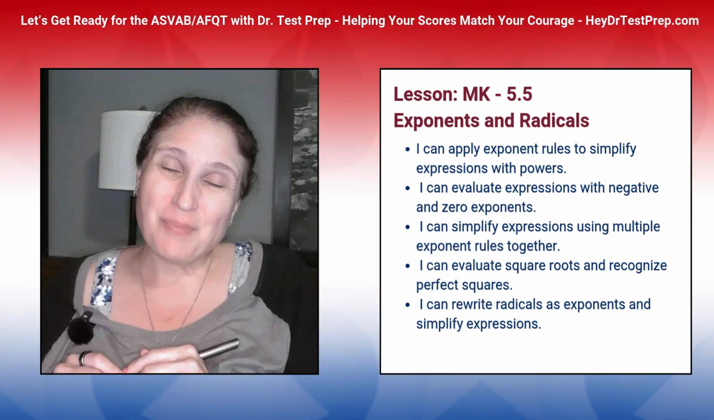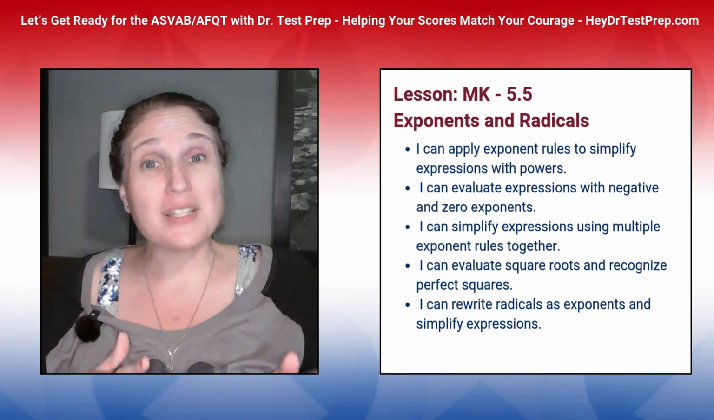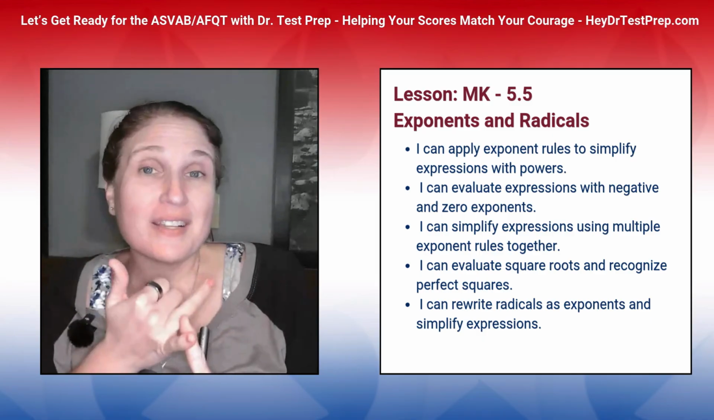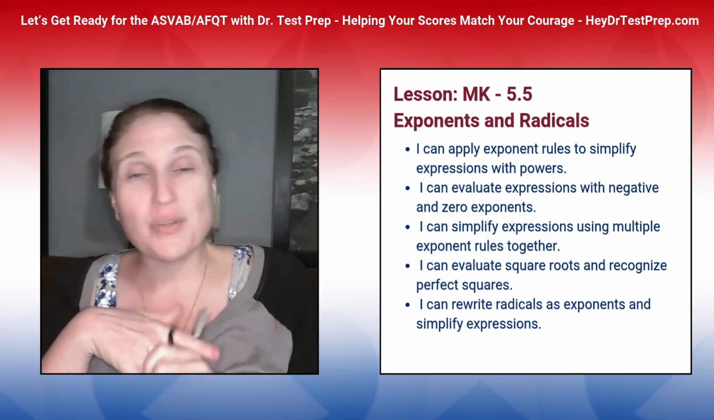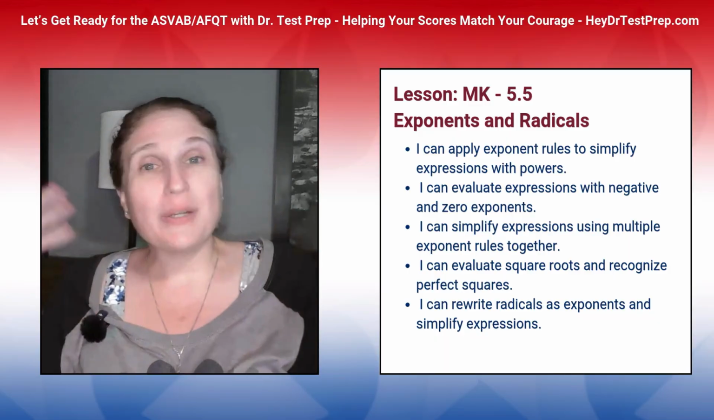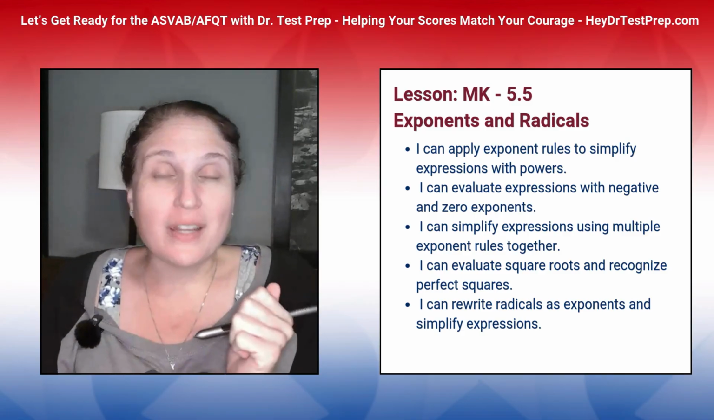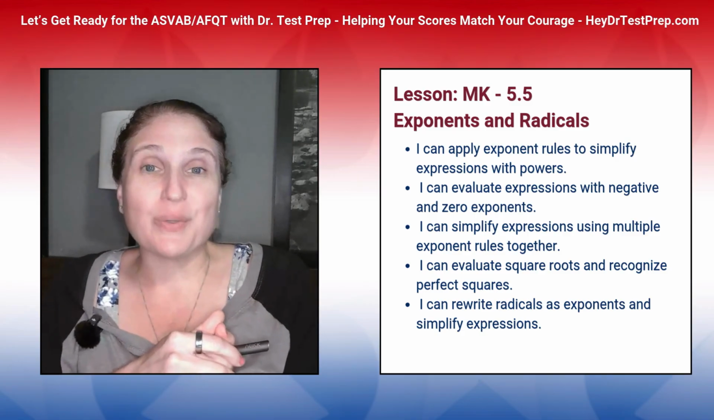So, in lesson 5.5, we are talking about exponents and radicals. And these are things like x squared, 5 squared, taking the square root of something. Later on, we're going to be talking about the Pythagorean theorem that deals with radicals and square roots.